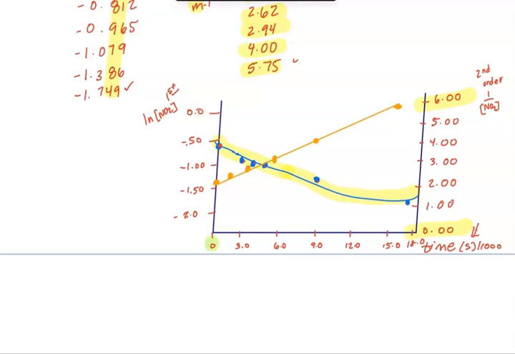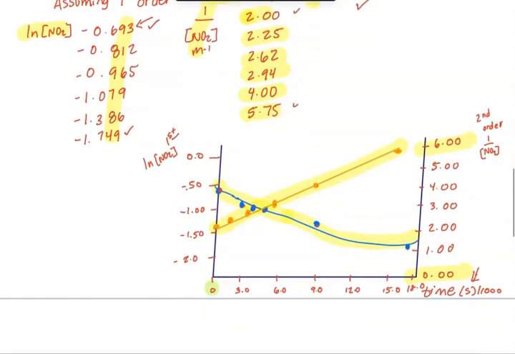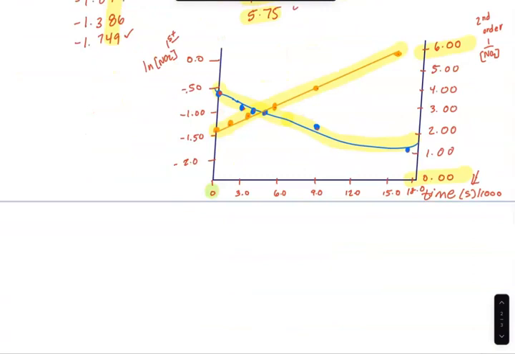All right, so then when I plotted my second order assumption values, I get more of a linear type of relationship. So this means that indeed we can assume it is a second order reaction. So this gets a check mark, second order. Now we can go ahead and continue to solve the problem.